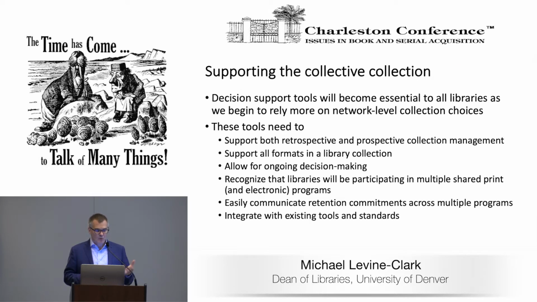So what do we need? This is thinking through what we might need as we think about the tools to support the collective collection. We need tools, and I think it's going to become more and more essential as we think at the network level about our collections. We need tools to help us understand our local decisions within the context of the broader collection. We need to be able to support both retrospective and prospective collection development, so the legacy print collections, but our decisions going forward as well. We need to be able to support formats of all types in a library. We need to be able to continue to make decisions, right?